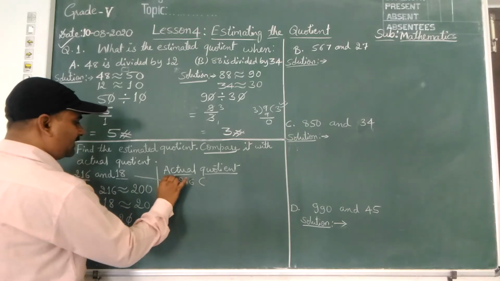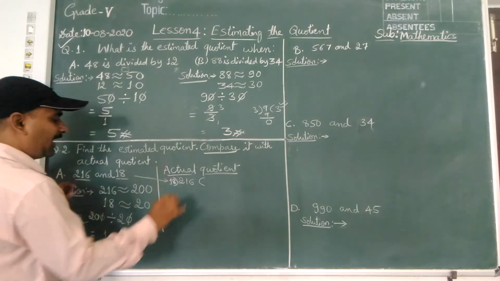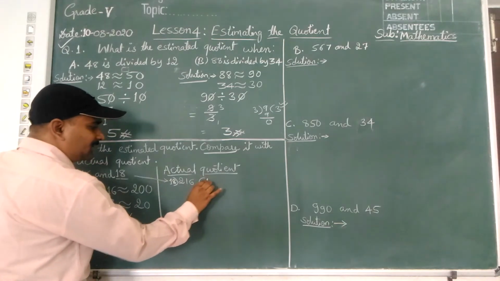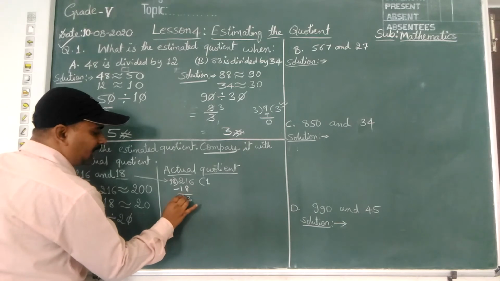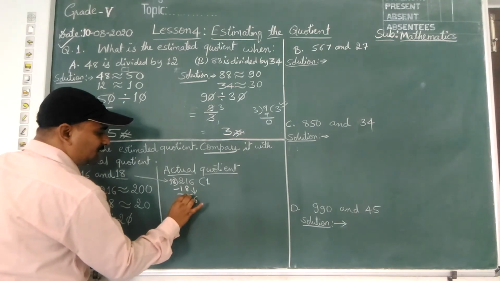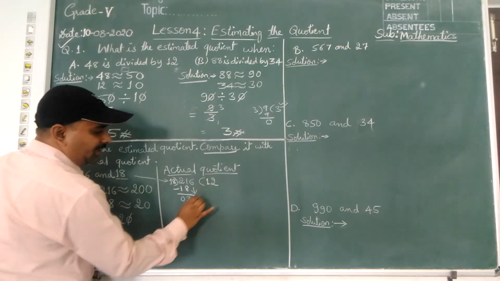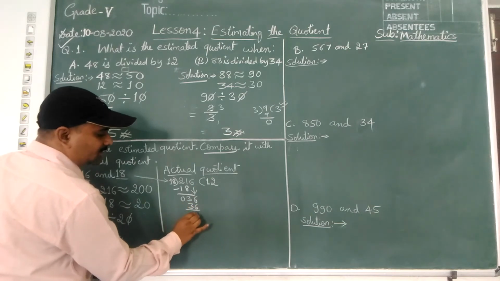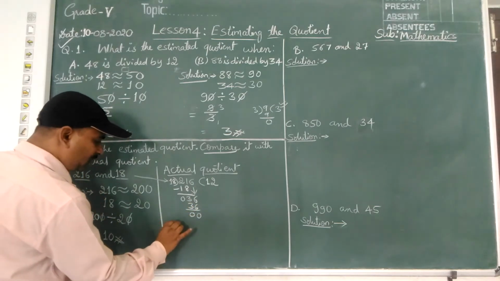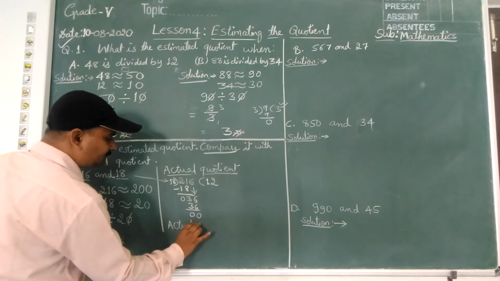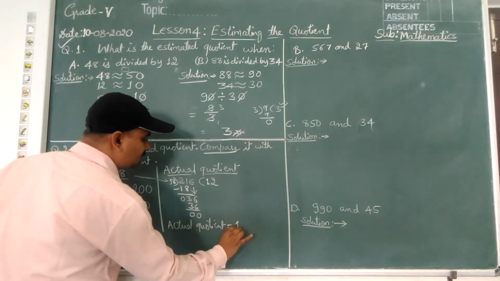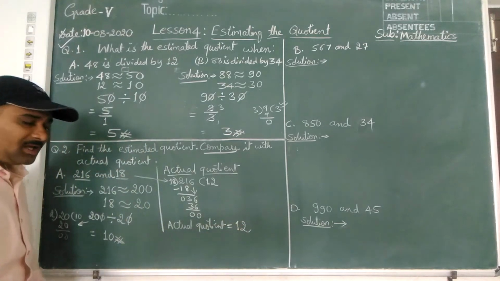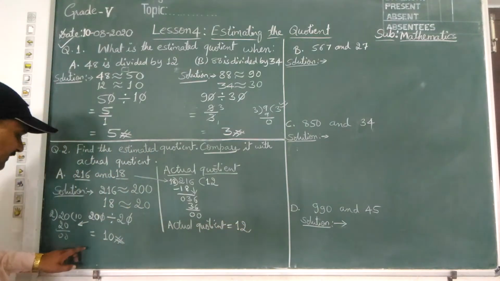216 divided by 18 as it is. So 18 ones are 18. 21 minus 18 is 3. Take this 6, total 36. 18 twos are 36. So actual quotient, how much did you get? Actual quotient is 12.